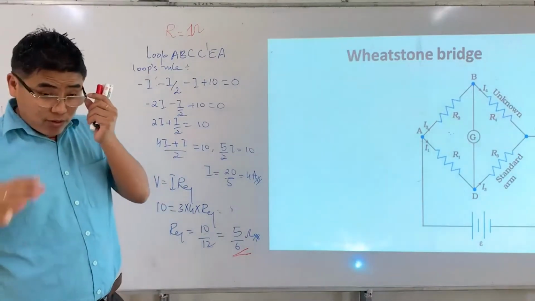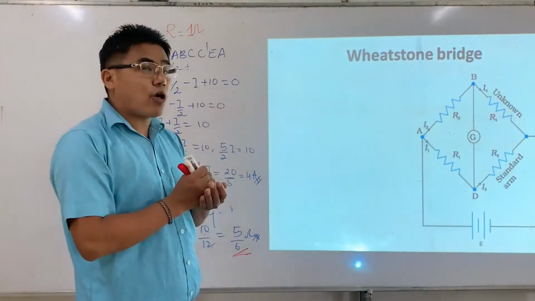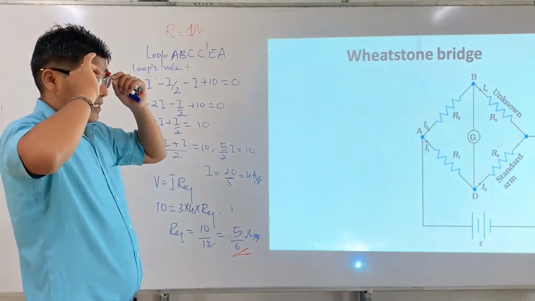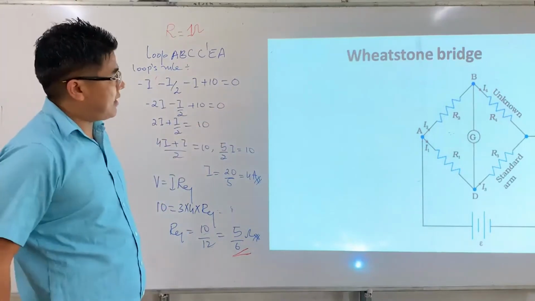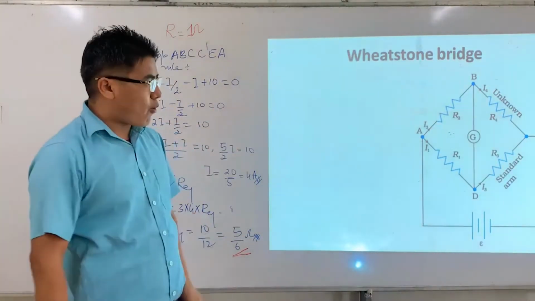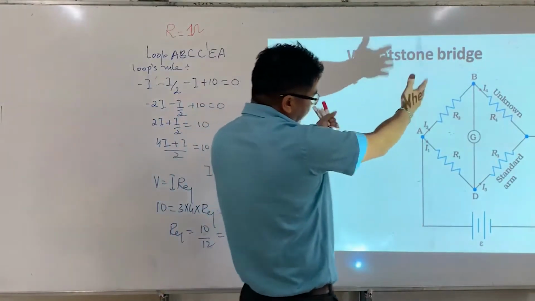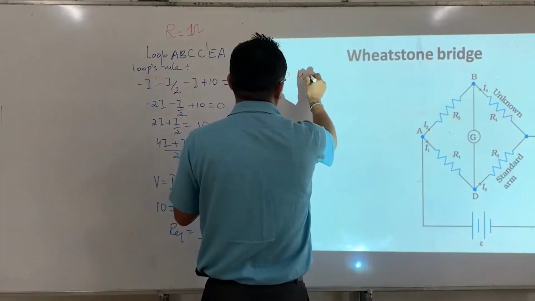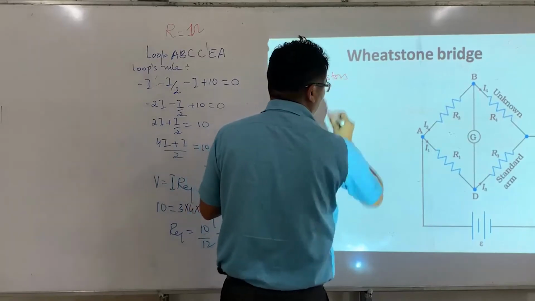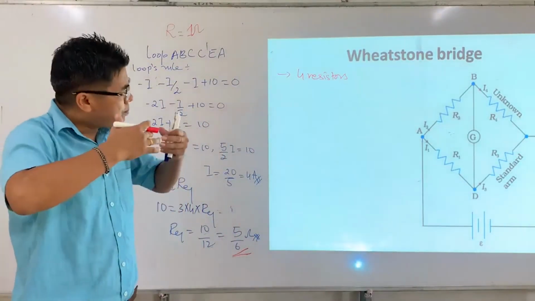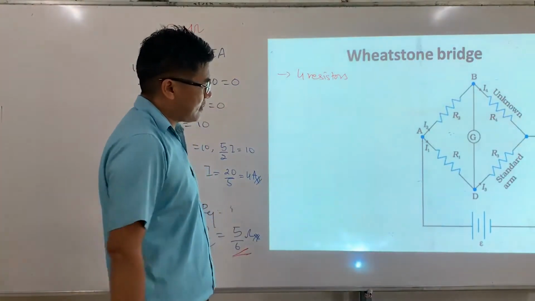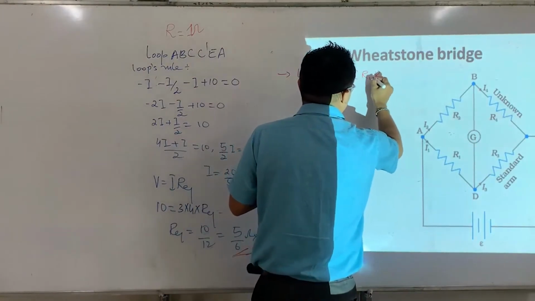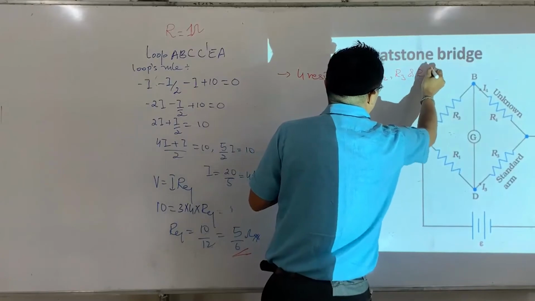Look here. Again, we are going to use Kirchhoff's rules in this concept also. So, Wheatstone bridge, why is it called a bridge? Its shape is like a bridge. It is a bridge-like network of resistors consisting of four resistors, R1, R2, R3, and R4.